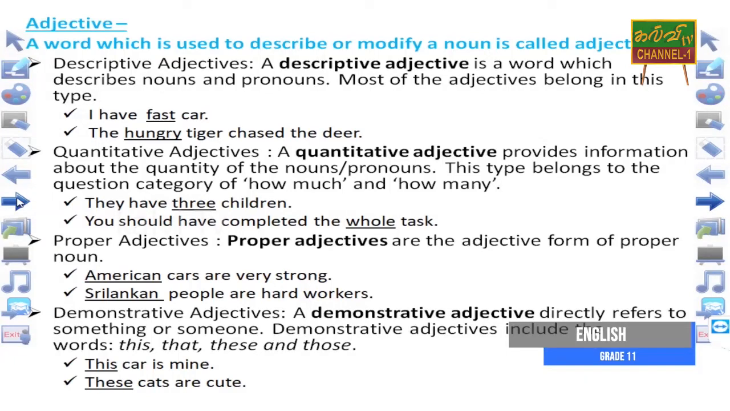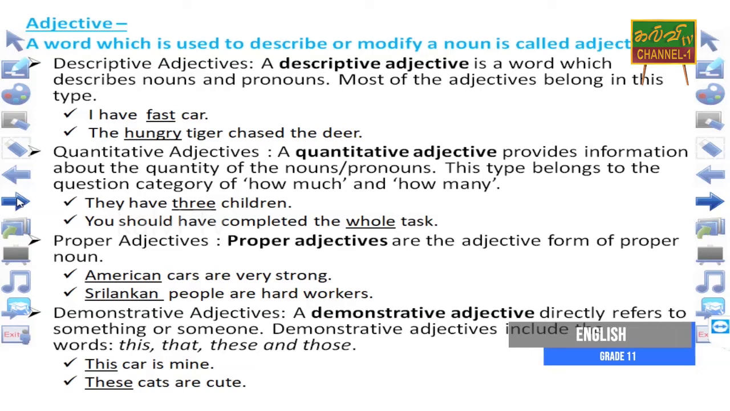American cars are very strong. The noun cars is a plural noun. And American is describing the cars. So American is describing the cars, so it is an adjective. Sri Lankan people are hard workers. So people is a noun. Sri Lankan is describing the people, so it is an adjective.